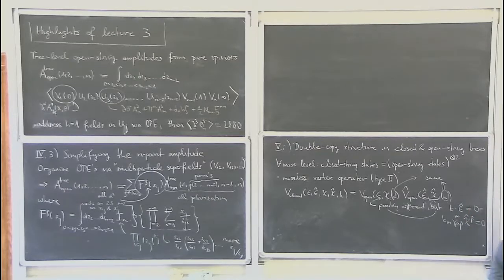So are you saying that every closed string state on shell, you can write in factorized form, open times open bar? Shouldn't it be a sum of factorized states? Because it's not true that every rank 2 tensor you can write as a product of two vectors. Of course, you're free to do linear algebra in the closed string spectrum.